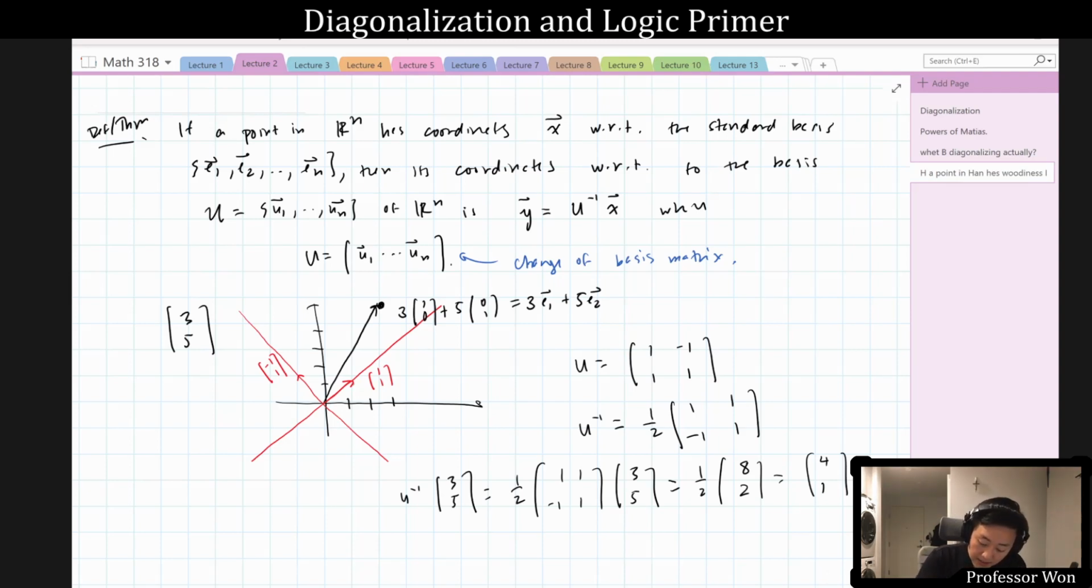And maybe this picture isn't that great, but if you go 4 times in this direction, I've gone a little bit too far, and then 1 time in this direction, you do in fact get 3, 5. In other words, this vector could also be written as 4 times u1 plus 1 times u2. If we all lived in a world where this basis u was the basis, then we wouldn't call this point 3, 5, we would call this point 4, 1 with respect to the basis u.